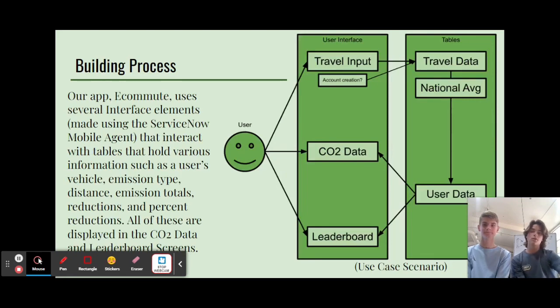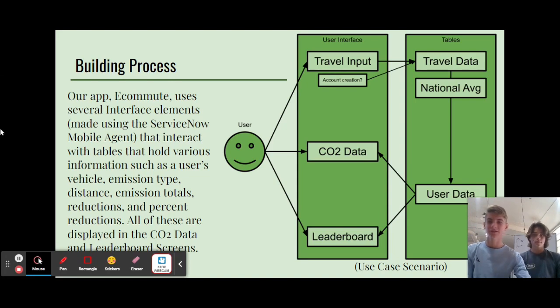Our app, eCommute, uses several interface elements made using the ServiceNow mobile agent that interact with tables that hold various information such as the user's vehicle, emission type, distance traveled, emission totals, reductions, and percent reductions. All these are displayed in the CO2 data and leaderboard screens.